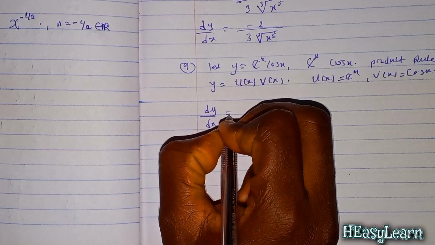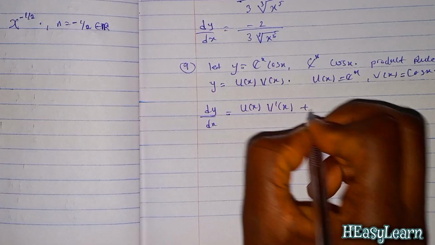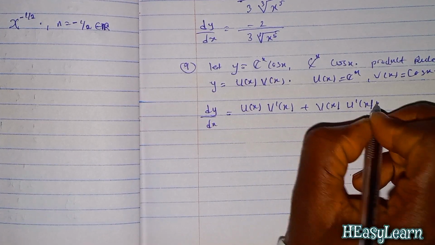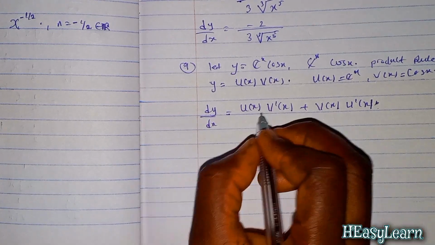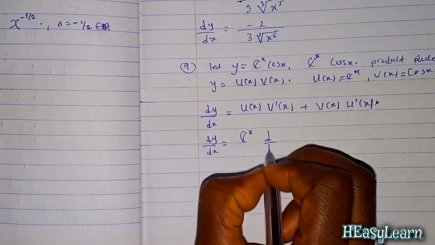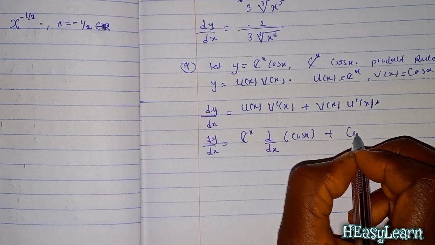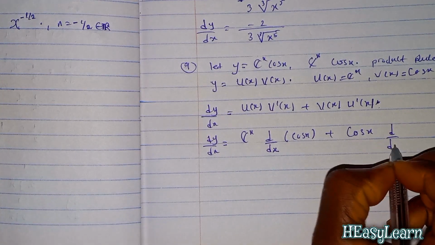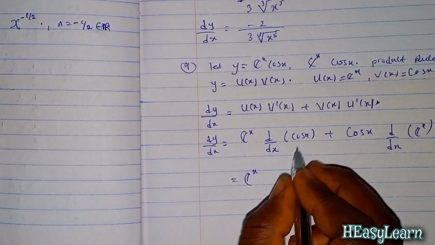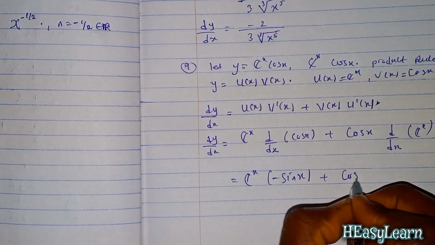the derivative by product rule is: keep the first function, differentiate the second function, plus keep the second function and differentiate the first function. So the dy/dx now is keep the first function, differentiate the second function, plus keep the second function, differentiate the first function. So the derivative of cos x is minus sine x, plus cos x.